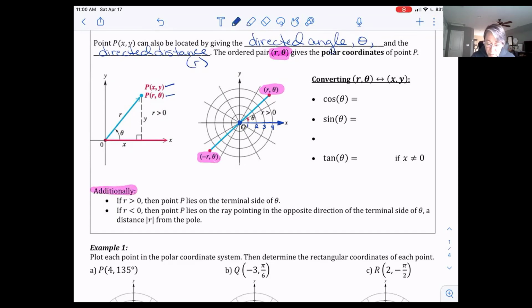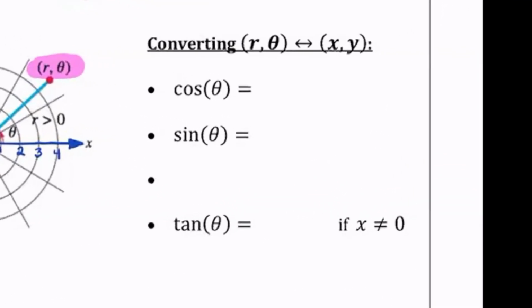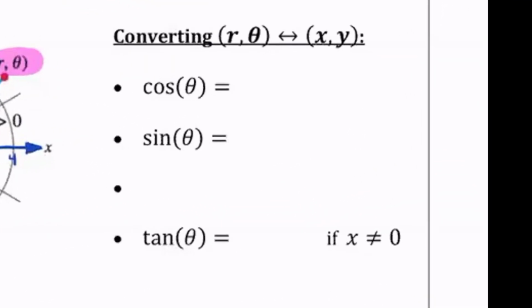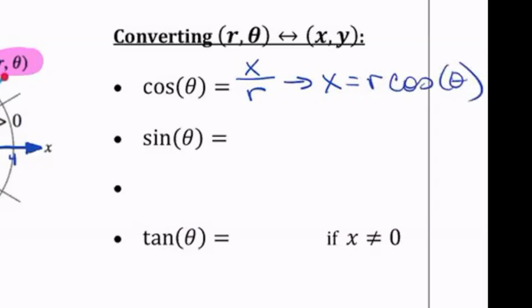So let's remember some of our formulas from before to help us convert the polar coordinates into rectangular coordinates and vice versa. If we remember the definition for the cosine of theta, we can take the x value and divide it by the r value. Well, if we solve for the x, that means our x coordinate equals that directed distance times the cosine of theta. So there's a formula that we can use.